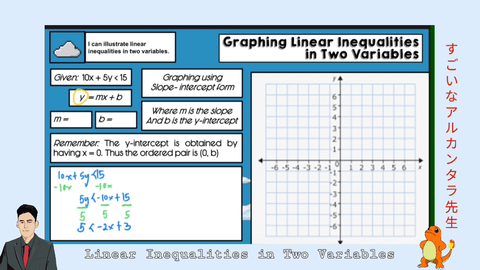And again, I made an error. Great teacher, as they say. 5y divided by 5 is supposed to be y. Okay? So now it is in slope-intercept form.